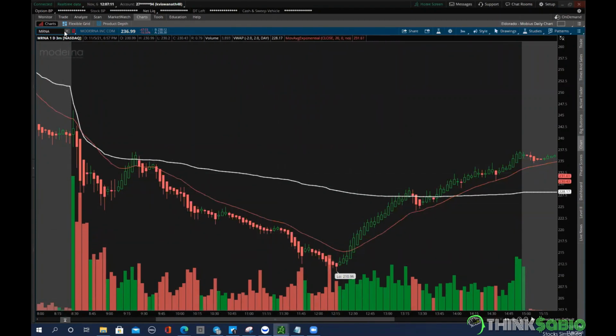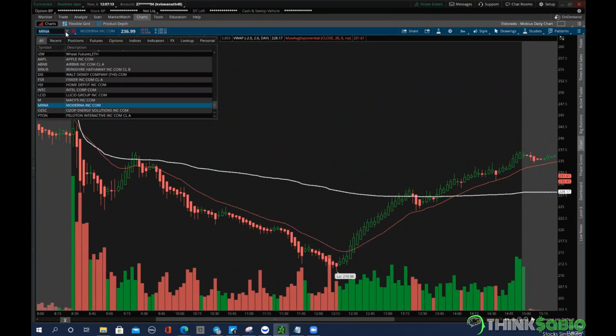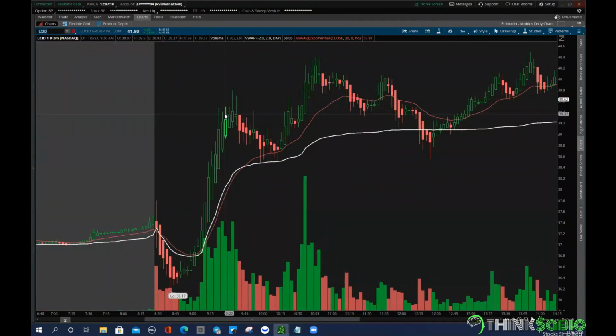VWAP is very important. I'll go with one more chart for VWAP, and then maybe a couple more charts, and then we will see how it is working. All right, so Lucid here. It came down, it went up. It came all the way to VWAP. It went up.